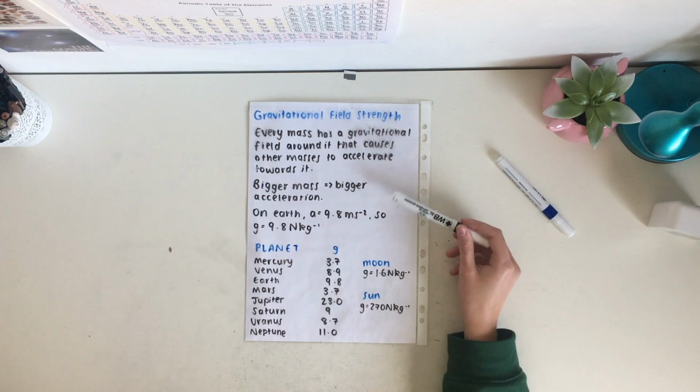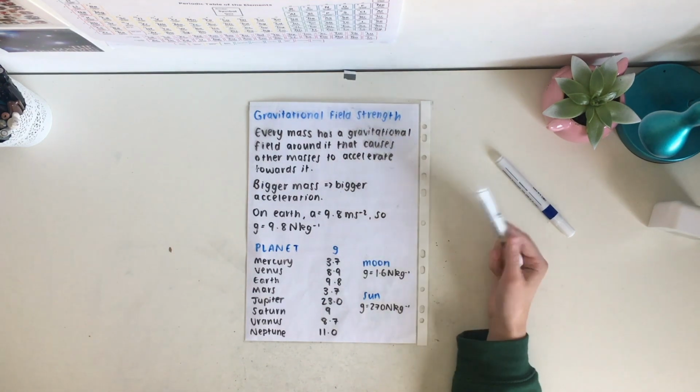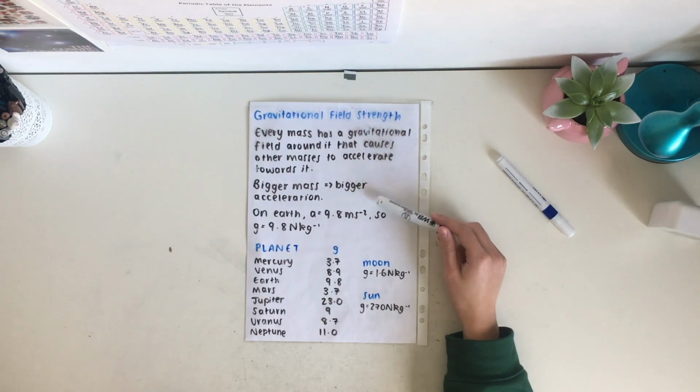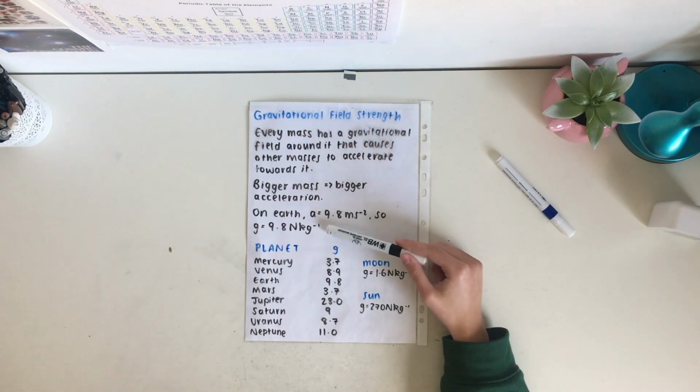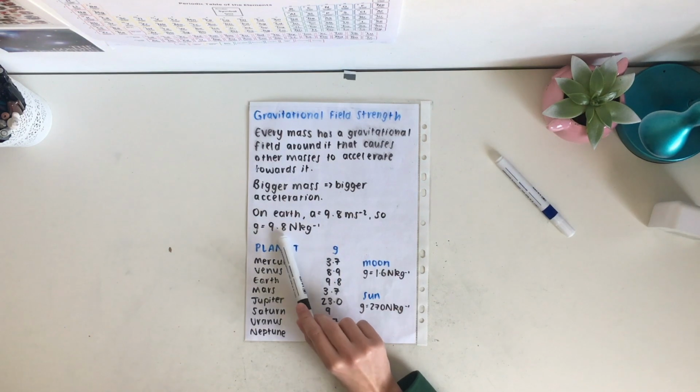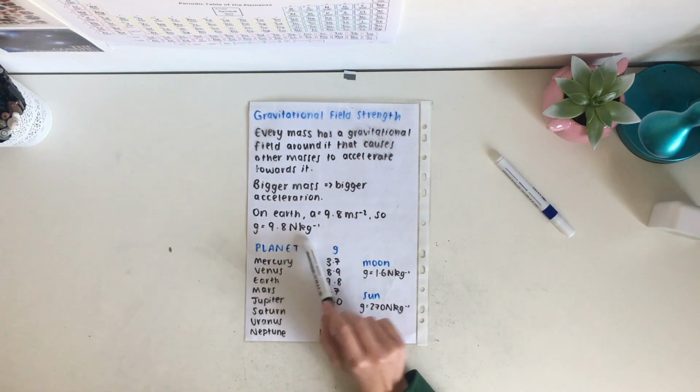On Earth, when you drop an object, it has an acceleration of 9.8 meters per second squared. So this means that the gravitational field strength on Earth is 9.8 newtons per kilogram. This means that there is a force of 9.8 newtons pushing downwards on every kilogram of mass.